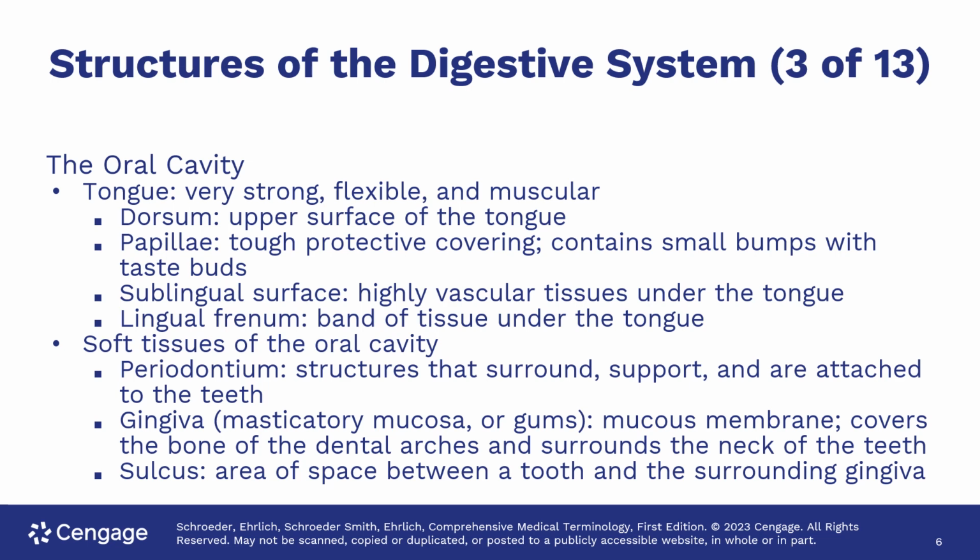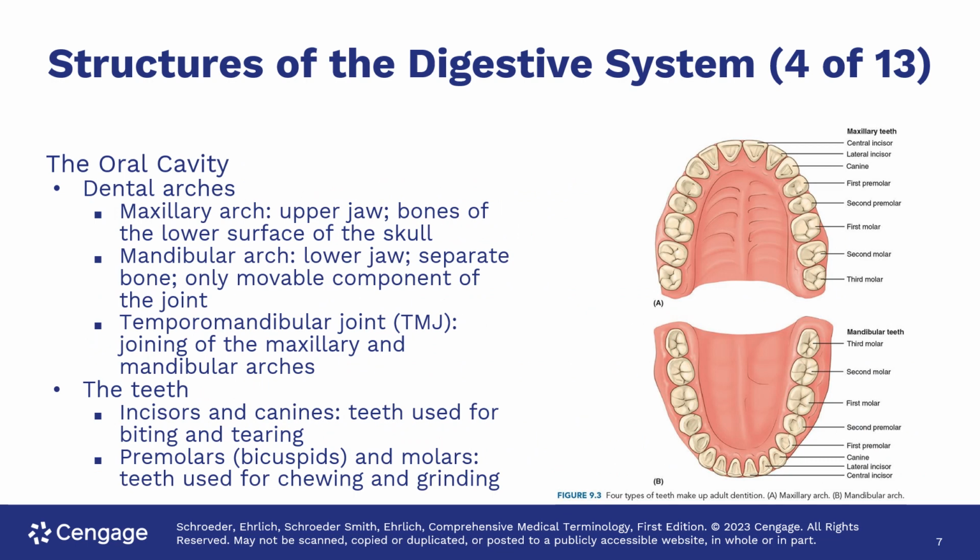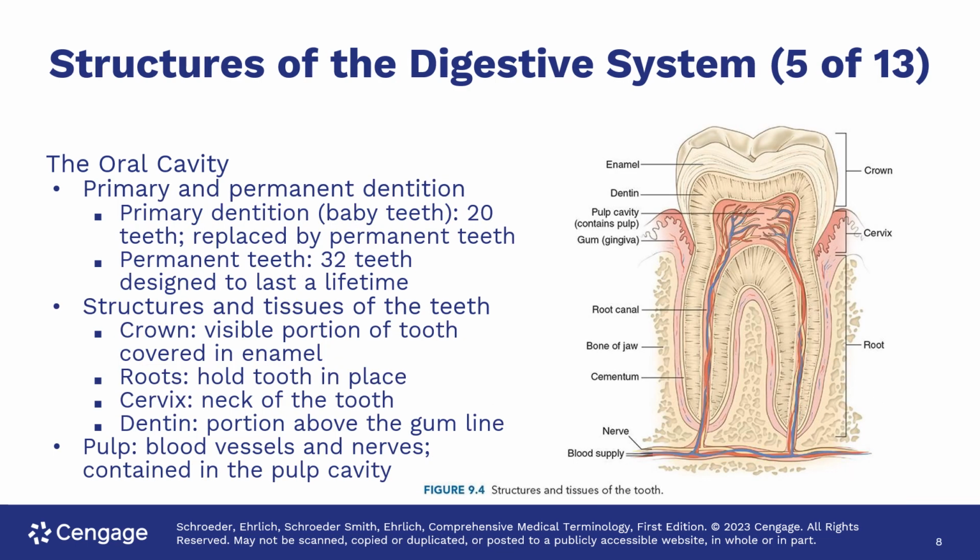The periodontium are the structures that surround, support, and are attached to the teeth, that include the gingiva or gums, and the sulcus, which is the space between the teeth and the gums. There are two dental arches, the maxillary and the mandibular. The temporomandibular joint is where the two arches join. Teeth are used for biting, grinding, tearing, and chewing. We have 20 baby teeth and end up with 32 permanent teeth.